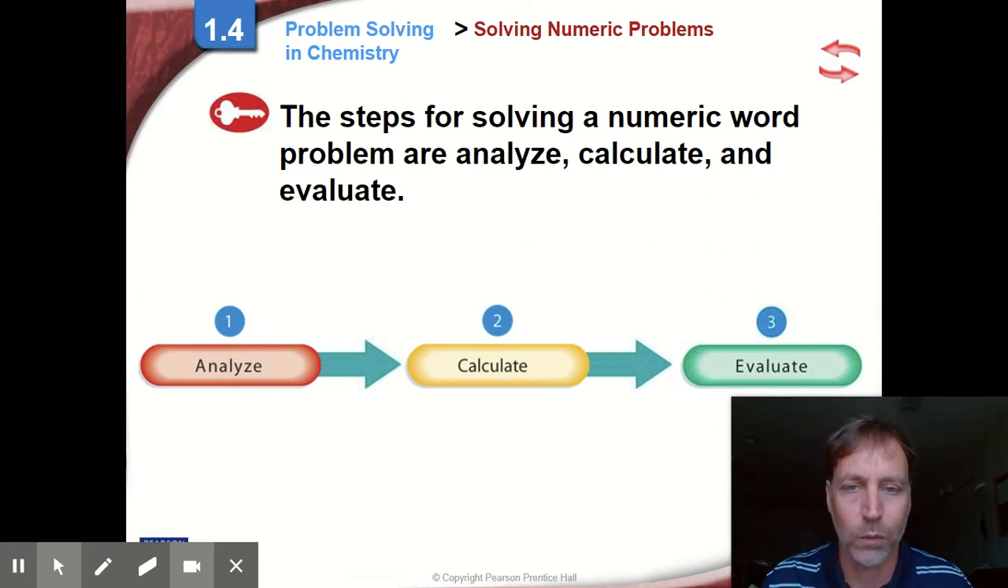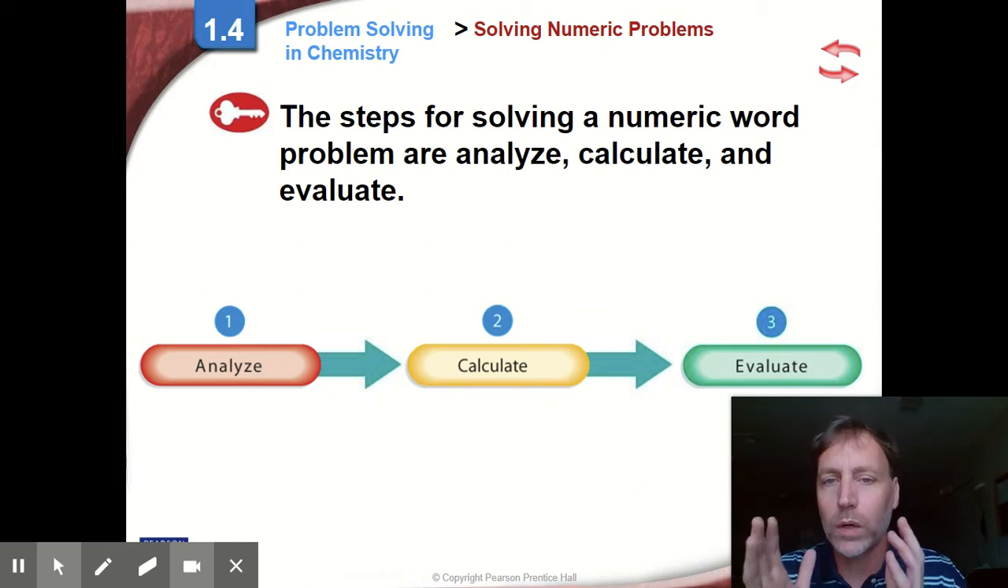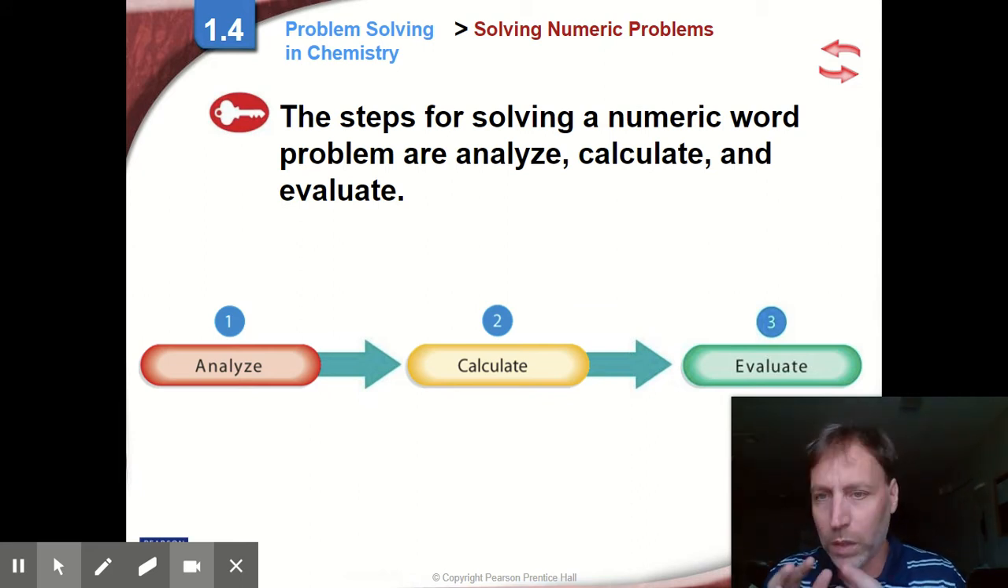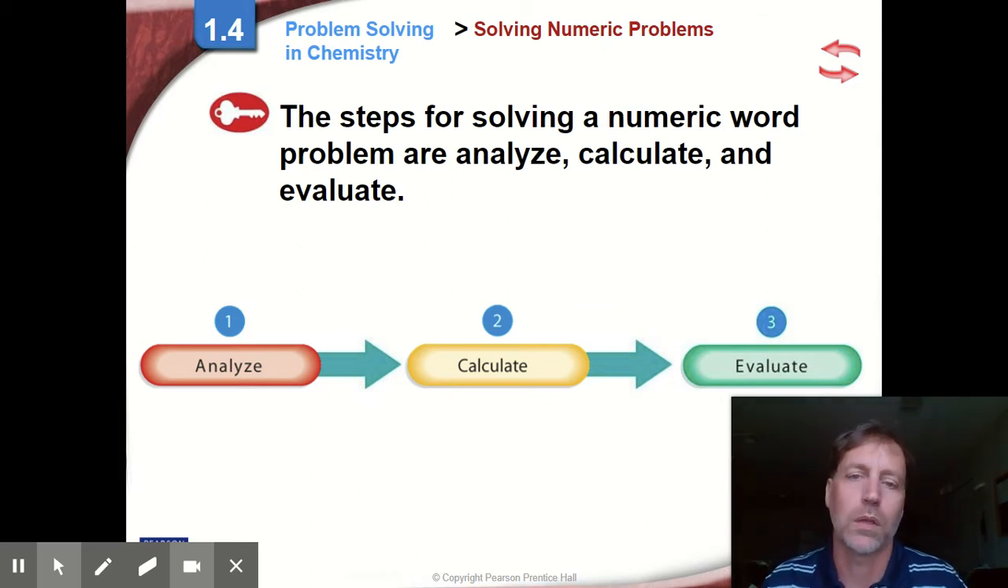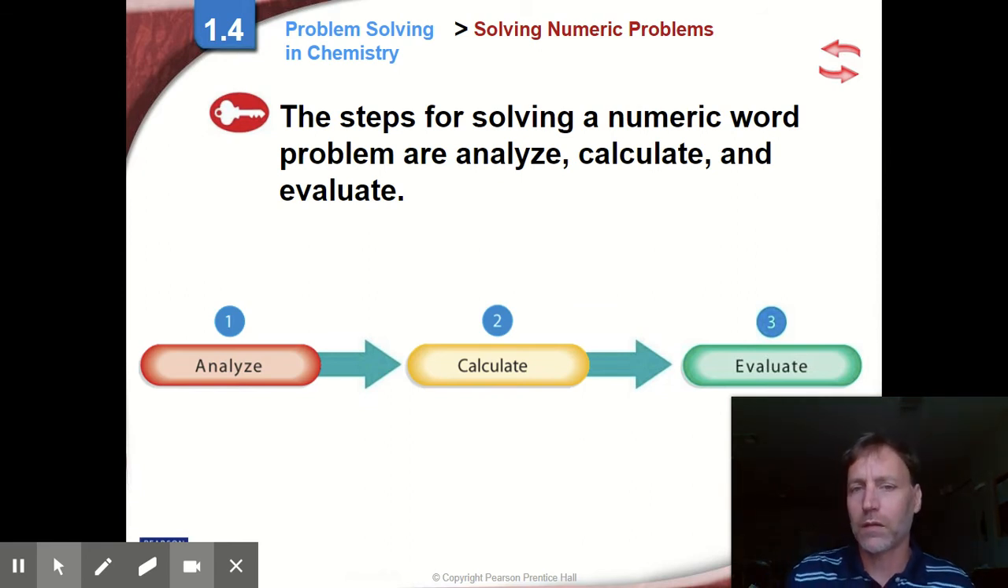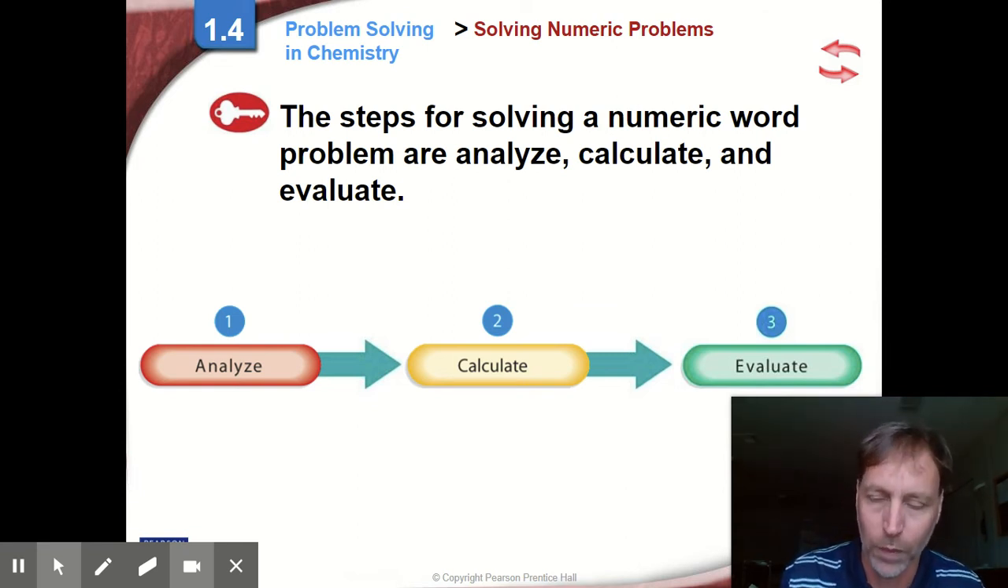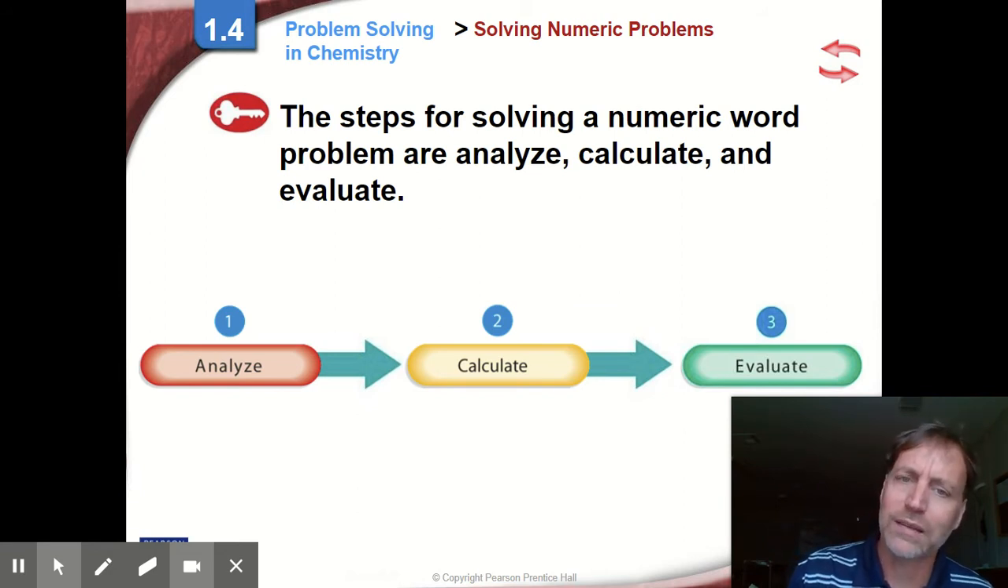What do you got? That's the thing I teach you with this one. What did they give you in the problem? What numbers did they give you? Anything associated with numbers, that's what they gave you. Then the next thing is what you need. Calculate: what do you actually need? What are they asking for? What is the problem? And then finally, evaluate. Get it done. Does my answer make sense?